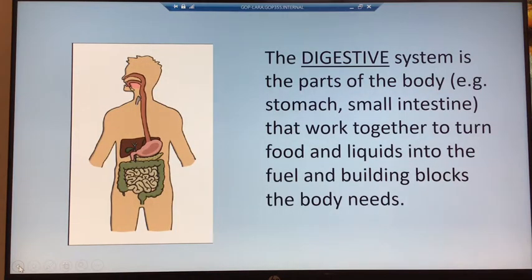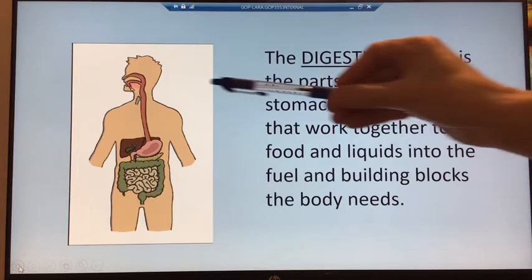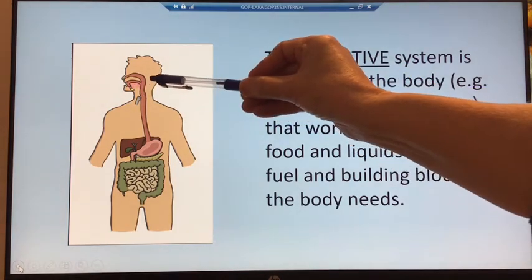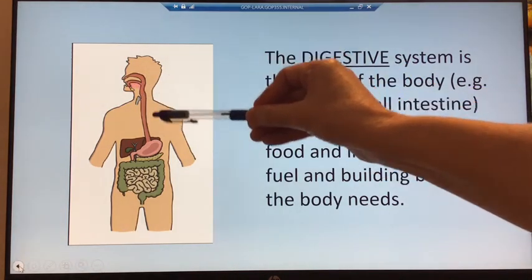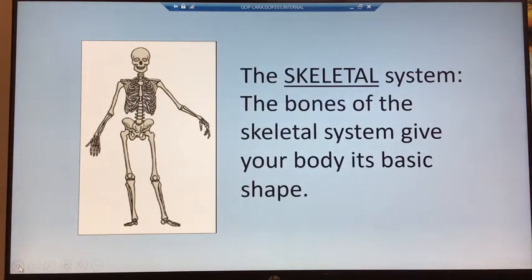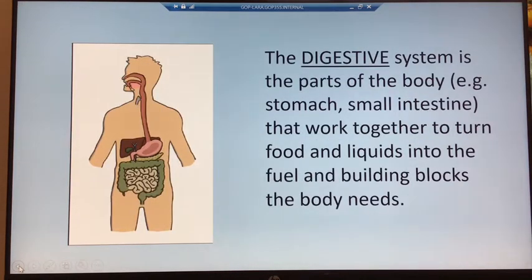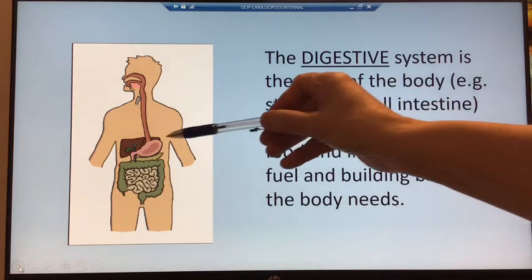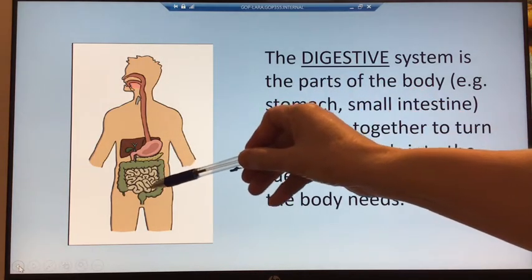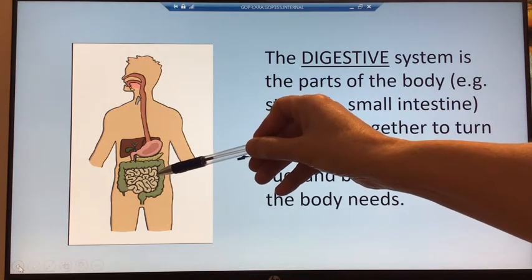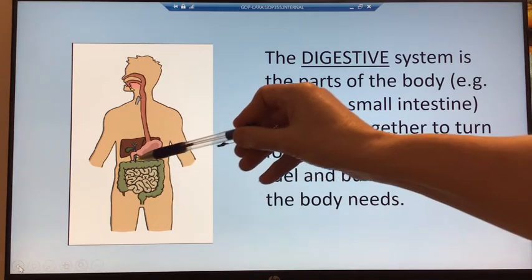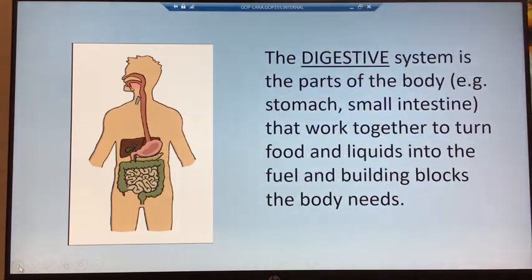And the digestive system. These are the parts of the body that work together to turn our food into the fuel that we need to help stay healthy. So the food will come in through the mouth, it will travel down the food pipe or the esophagus. Oh, sorry, gone on to the wrong slide there. And then it will enter the small intestine where the nutrients in it are absorbed. What we don't want goes into the large intestine, and you know what happens to that.